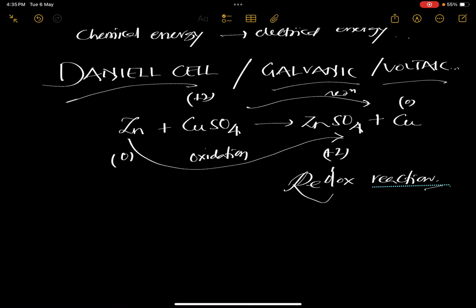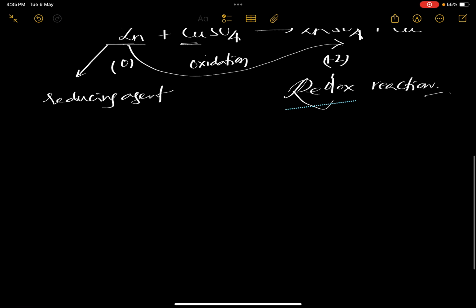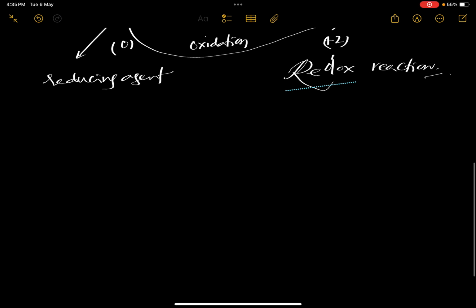In Daniel cell, galvanic cell or voltaic cell, all these cells have a redox reaction in which one component undergoes oxidation and another undergoes reduction. The one which undergoes oxidation is called a reducing agent or reductant, and the one which undergoes reduction is the oxidizing agent. Fine.